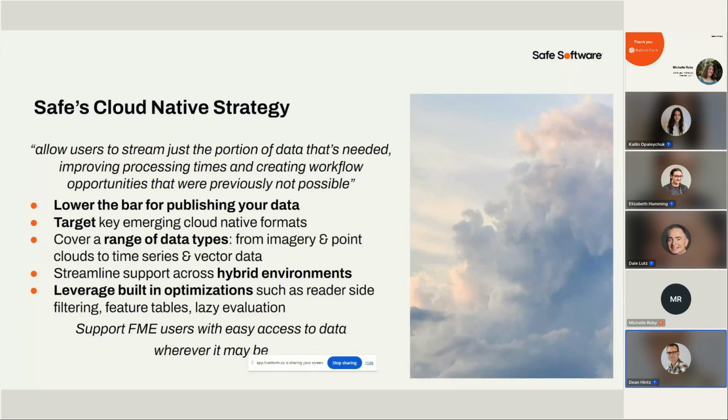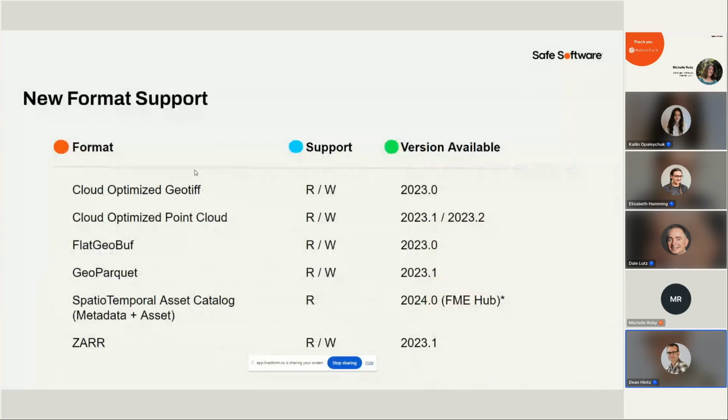We're targeting the key emerging cloud native formats, as Michelle mentioned, across the whole range of data types. We also realize that not everything is going to live in the cloud, and so we need to support hybrid environments. Some of your processing might be on-prem or local, and some of it might be in the cloud. And basically making sure we leverage the built-in optimizations of these formats, so all the lazy evaluation and filtering and stuff is properly supported. And so, here's the format support that we currently have.